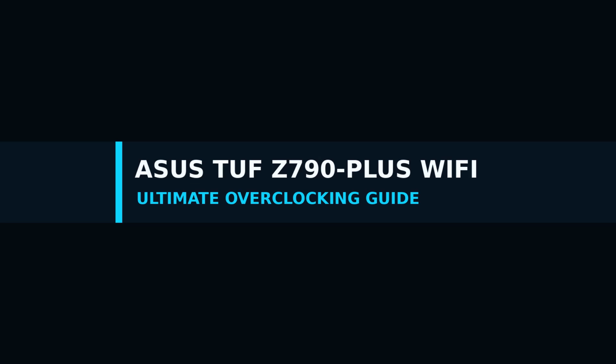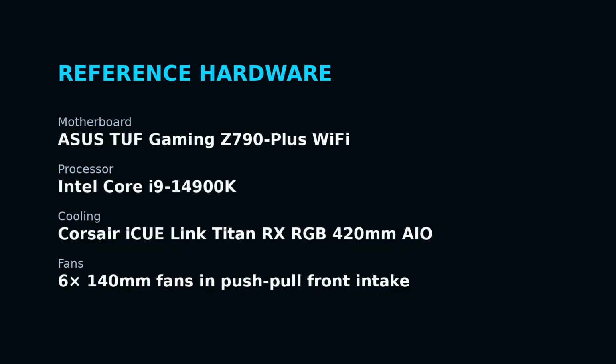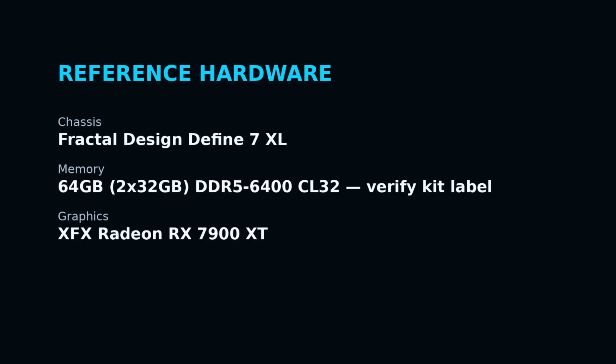Before we touch a single setting, I want to set expectations and define the scope of what we're doing together. The reference system is ASUS TUF Gaming Z790 Plus Wi-Fi, Intel Core i9-14900K, Corsair iCUE LINK TITAN RX RGB 420mm liquid cooler, and 6 140mm fans in push-pull front intake. The chassis is a Fractal Design Define 7 XL. Memory is 64 GB, using two 32GB DDR5-6400 CL32 modules. Verify the kit label and XMP profile. Graphics are provided by an XFX Radeon RX 7900 XT.